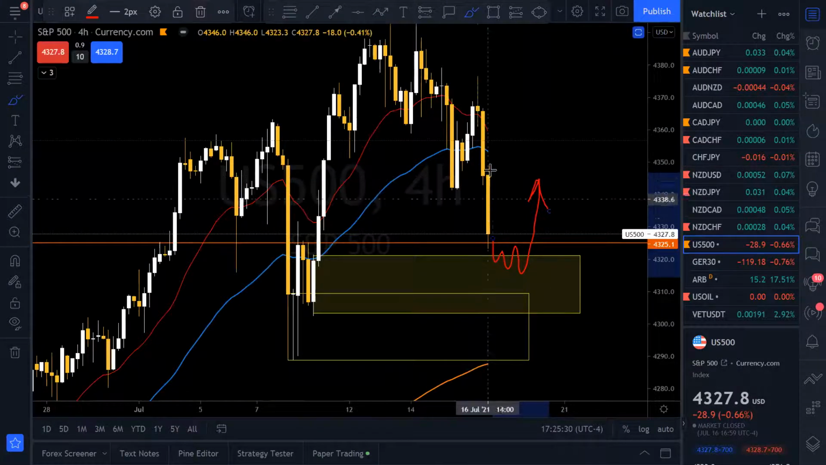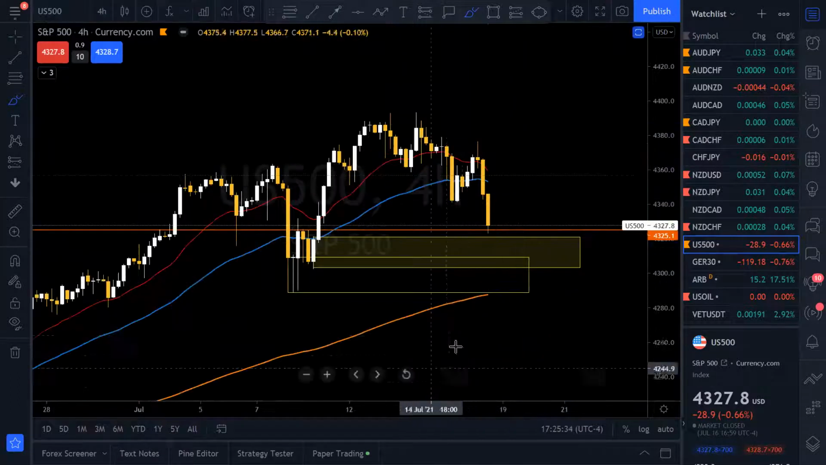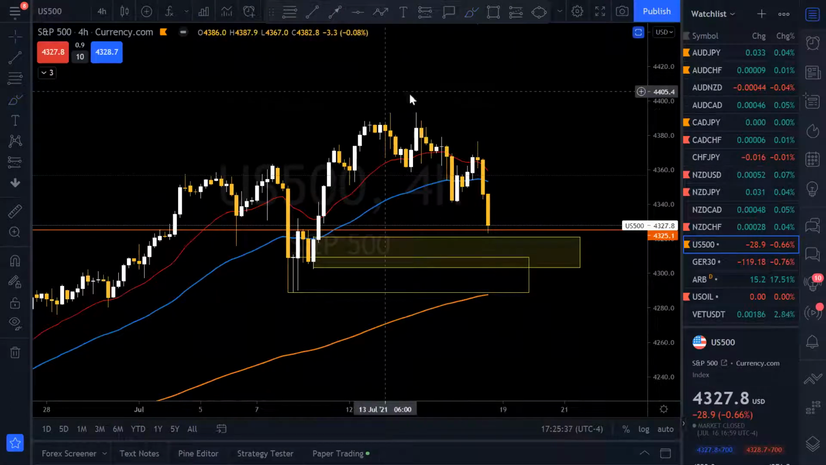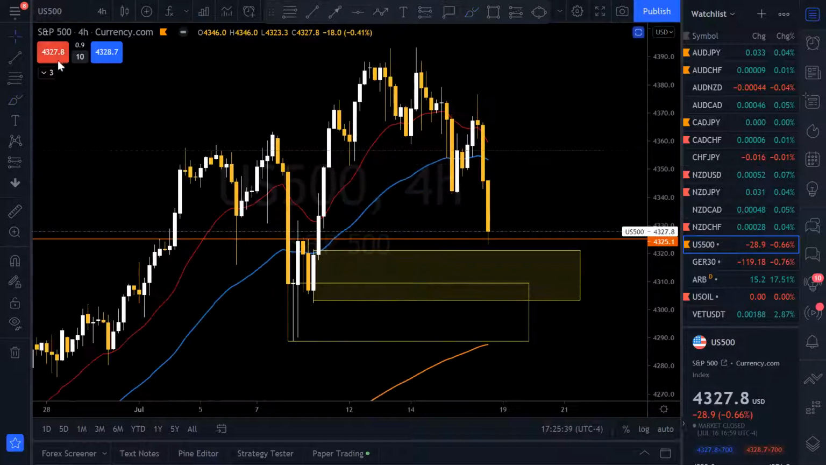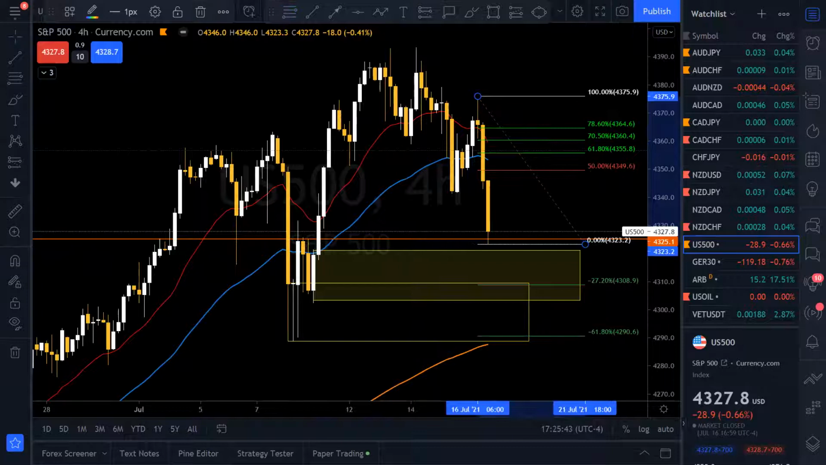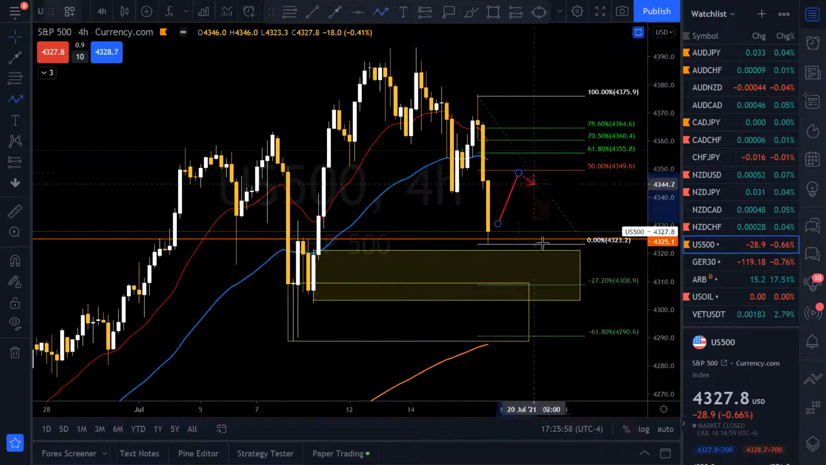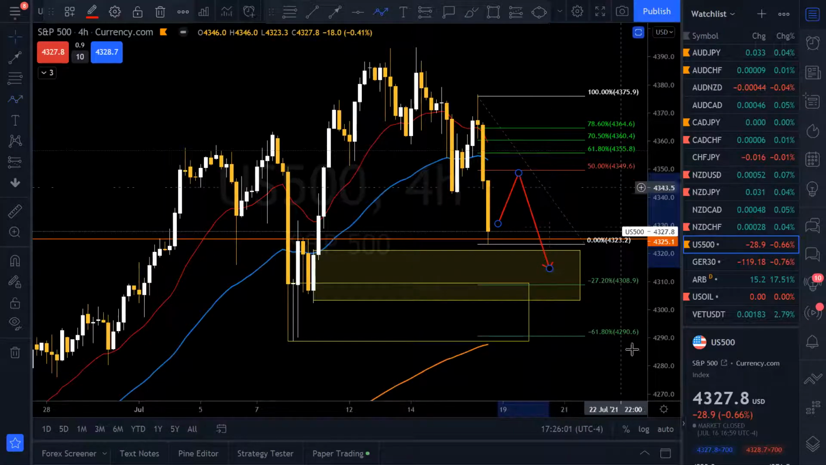All right, it's due for a retracement here. That's why I had my fibs drawn. It's due for a retracement, and I'm looking for at least a 50% retracement. And we have structure right at the 50%. That could support that. So maybe something like this here, and then down.